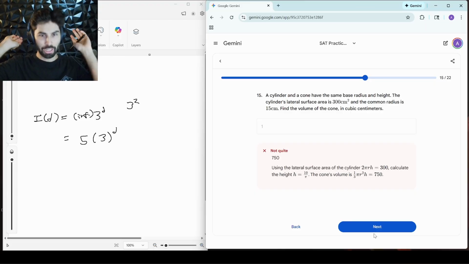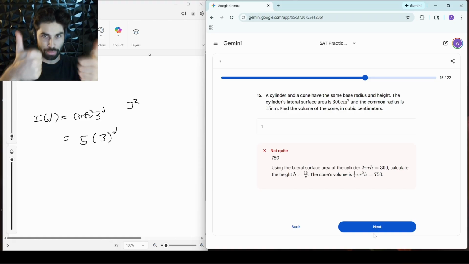Of all the horrible garbage and slop that AI is used for, free and accessible SAT prep is certainly not part of it. So good job, Google. You get thumbs up from me.